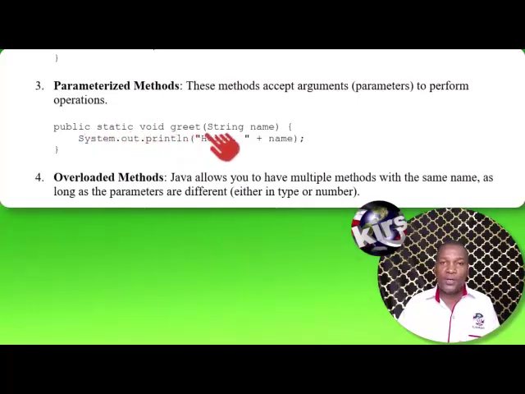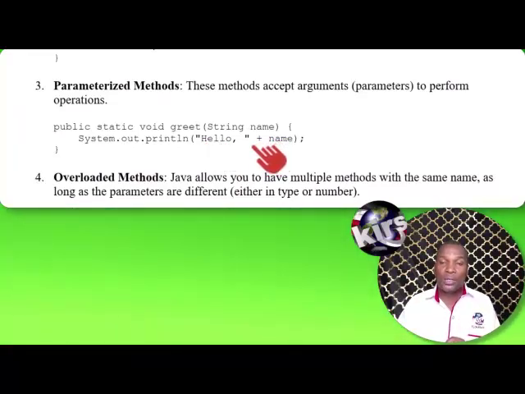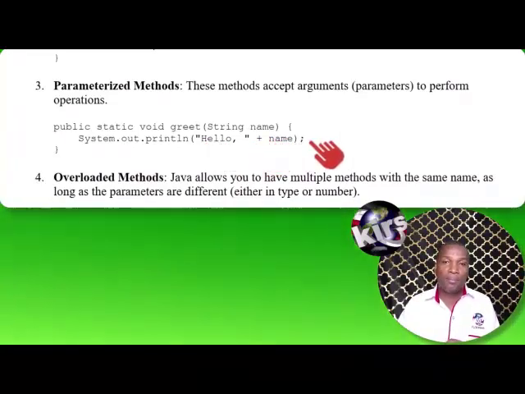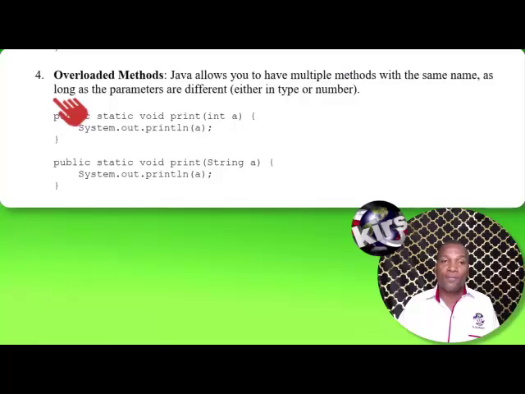Public static void greet. Then inside here we have string name. Then within the method body we have System.out.println("Hello, " + name); Then of course any statements we have will always end with a semicolon, and of course you close the main method body here. Then we go to number 4, overloaded methods.